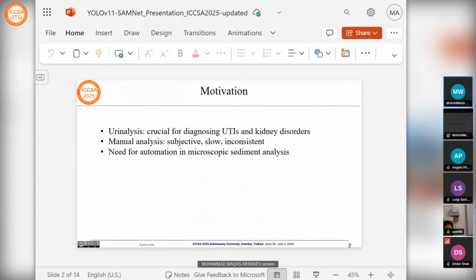Urine analysis is a fundamental diagnostic tool that is very crucial for identifying conditions like urinary tract infections and kidney disorders. As there are a lot of things that can be diagnosed on the basis of urine, it's one of the really important problems. Currently, manual microscopic analysis of urine sediment is the standard method. That is what is happening right now.